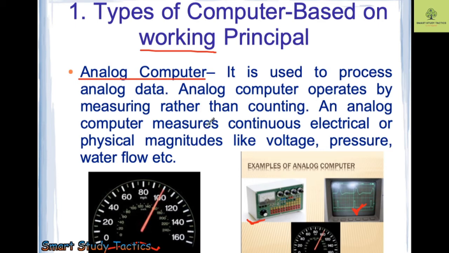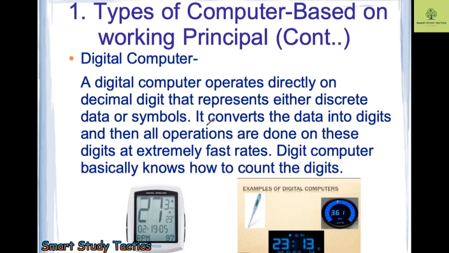Is this clear to you? Second, we have the digital computer. The digital computer operates directly on decimal digits. I think you have visited petrol pumps. You may have a blood pressure meter or a thermometer at your home. Nowadays digital car meters are also coming. Digital watches are there. So in these, you can represent things in decimal digits.